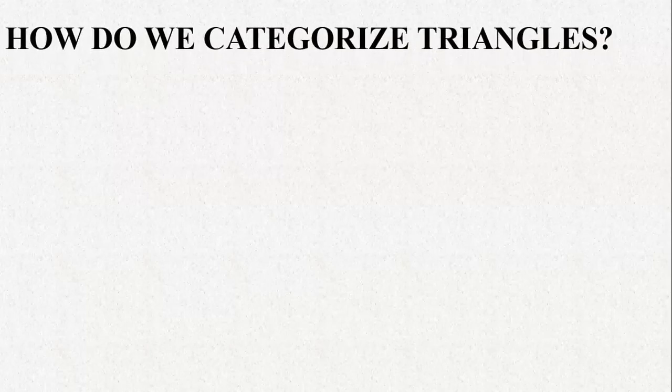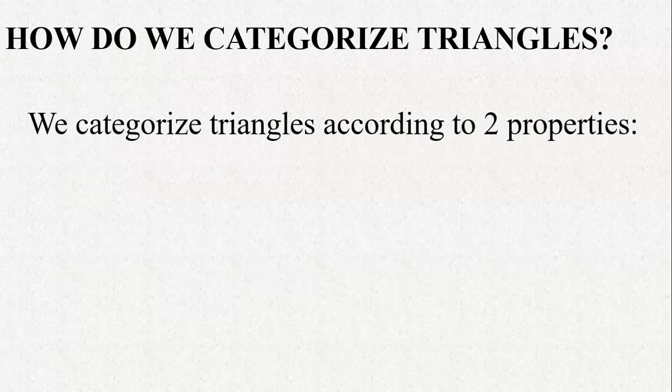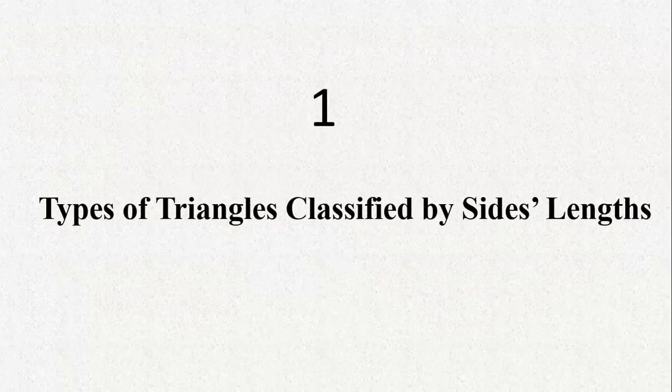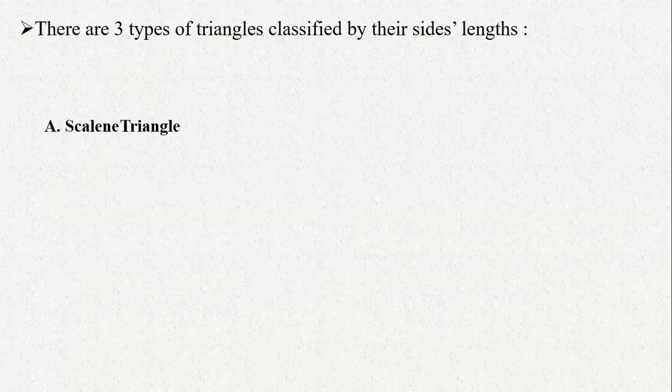We defined triangles and now we will talk about their categorization. How do we categorize triangles? We categorize triangles according to 2 properties. First, their side lengths and second, their angles. Let's start firstly with types of triangles classified by side length. In this category, there are 3 types of triangles.